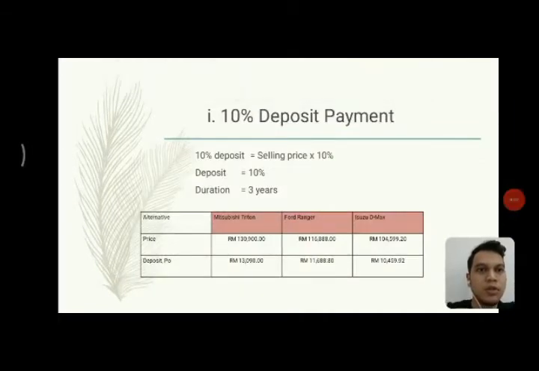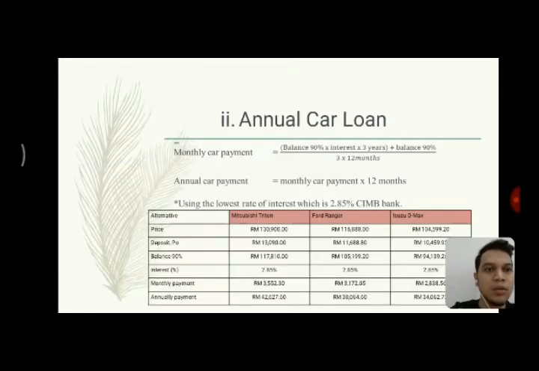Assalamualaikum. Today I want to talk about finance. Firstly, for the 10% deposit payment, we calculate the selling price times 10%. So for the selling price of each car, such as the Mitsubishi Triton, 130,900 times 10%, so we got 30,090 ringgit Malaysia.